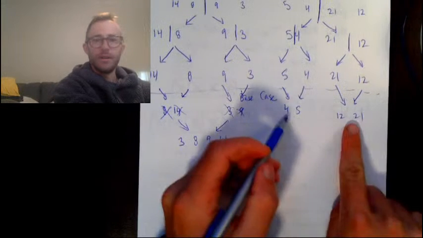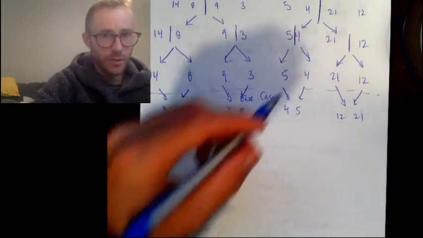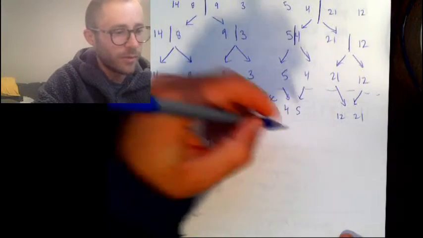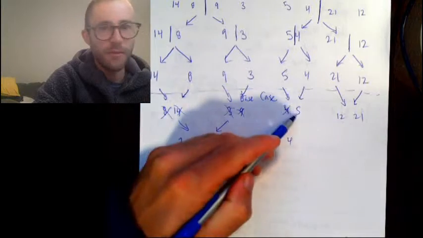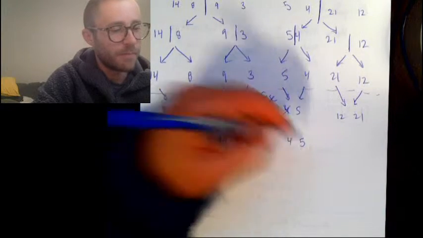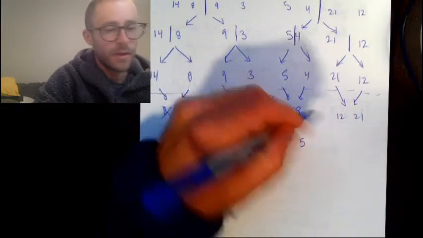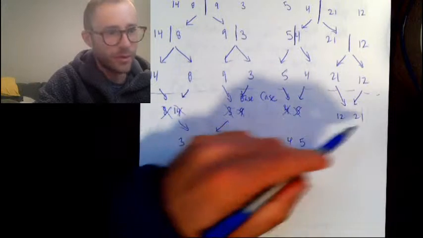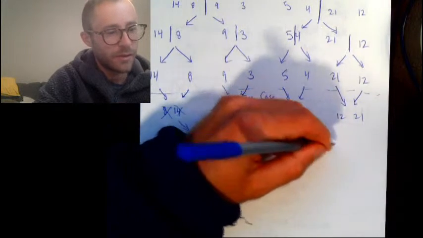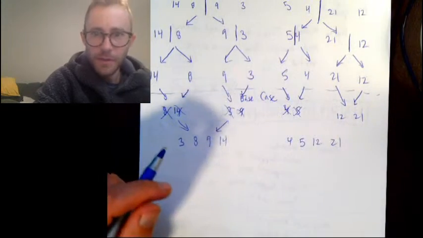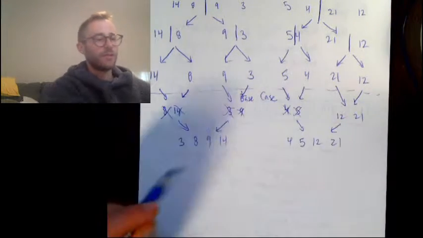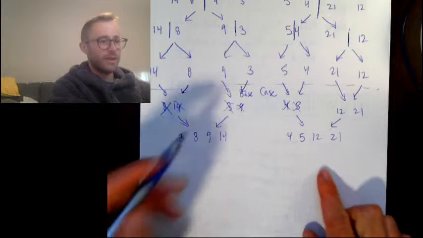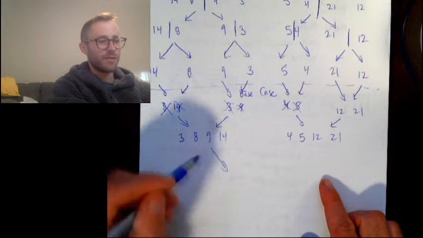Okay. Now I need to merge these two together. So I compare 4 with 12, and I put 4 in the front. I compare 5 with 12. I put 5 in the front. And then this array is empty, so I just tack this one onto the end. Okay? So now I've merged those two. So now I have these two sorted arrays, and now I need to merge them together.